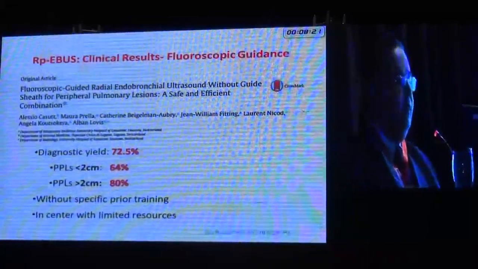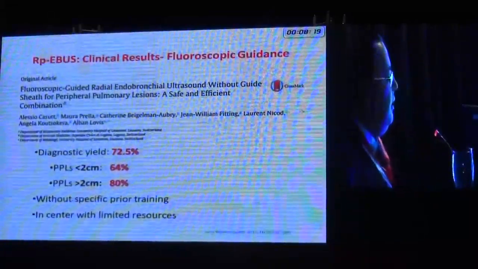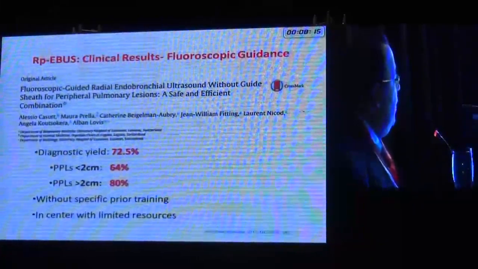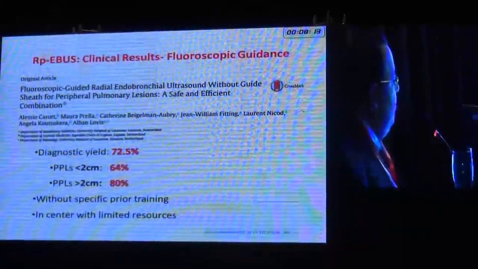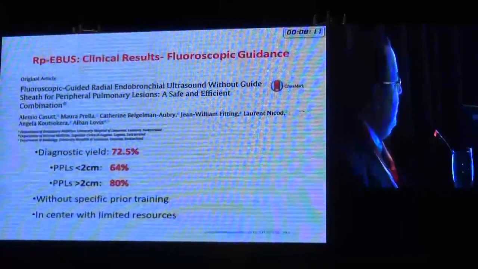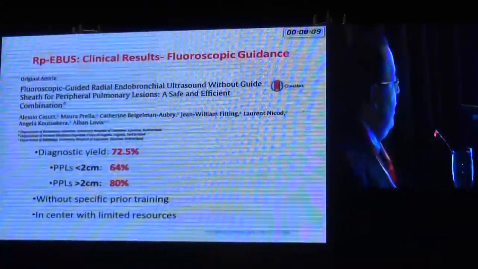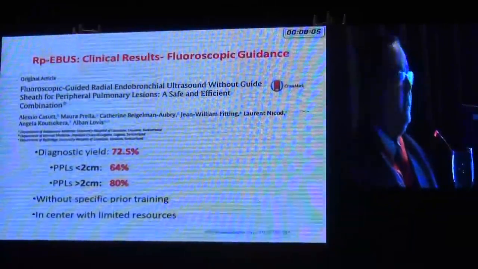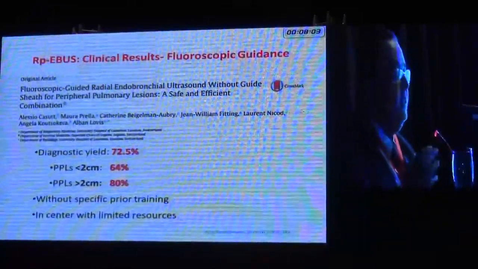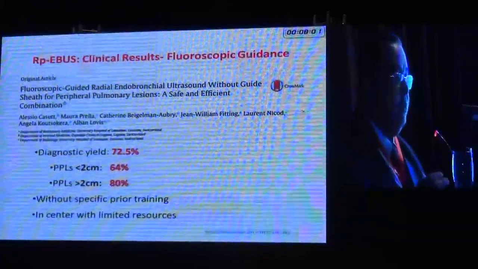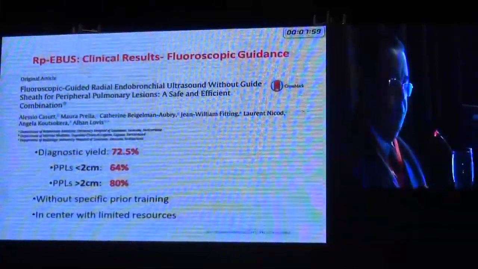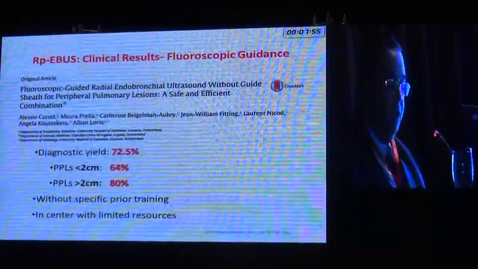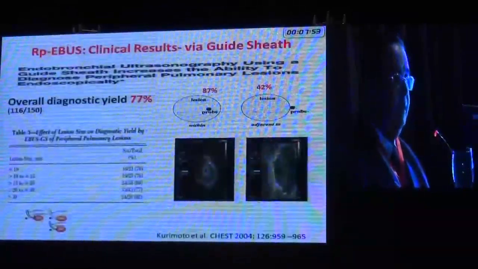Another important point, even in 2015, a Spanish group using fluoroscopy reached a diagnostic yield of 72%. In lesions less than 2 centimeters, 64%. More than 2 centimeters, 80%. They said they started this without any specific prior training, and their center was of limited resources. So can you even start this process in centers with limited resources without prior training? You can reach a diagnostic yield of 72%.